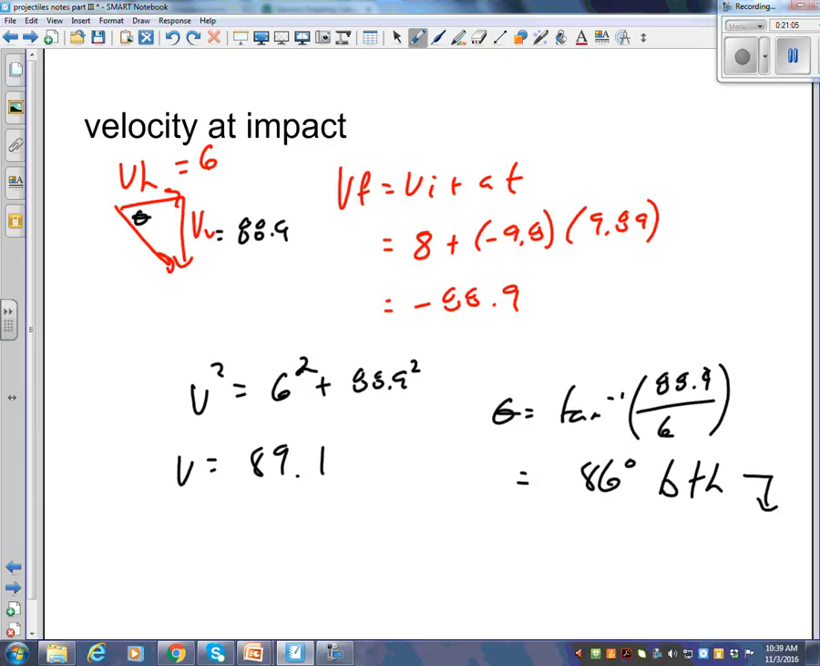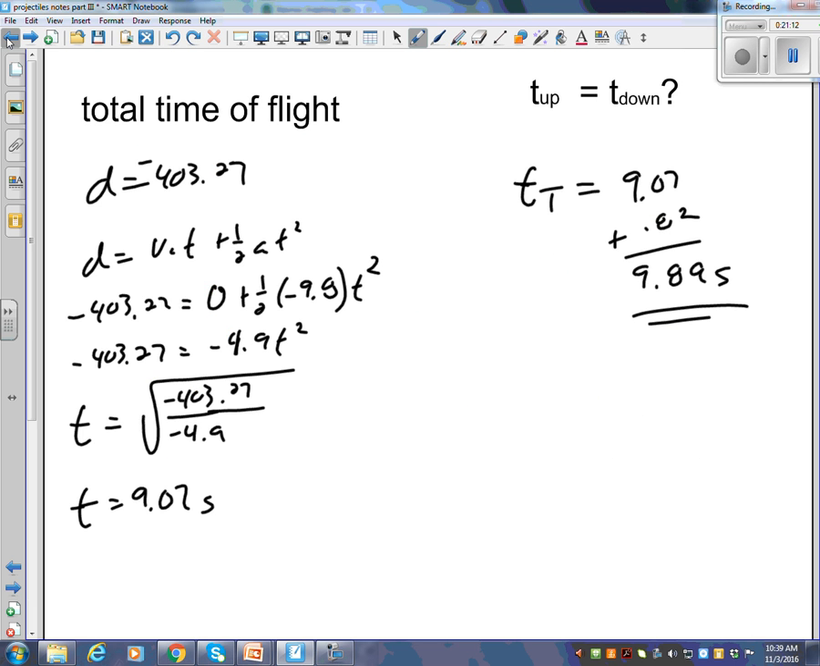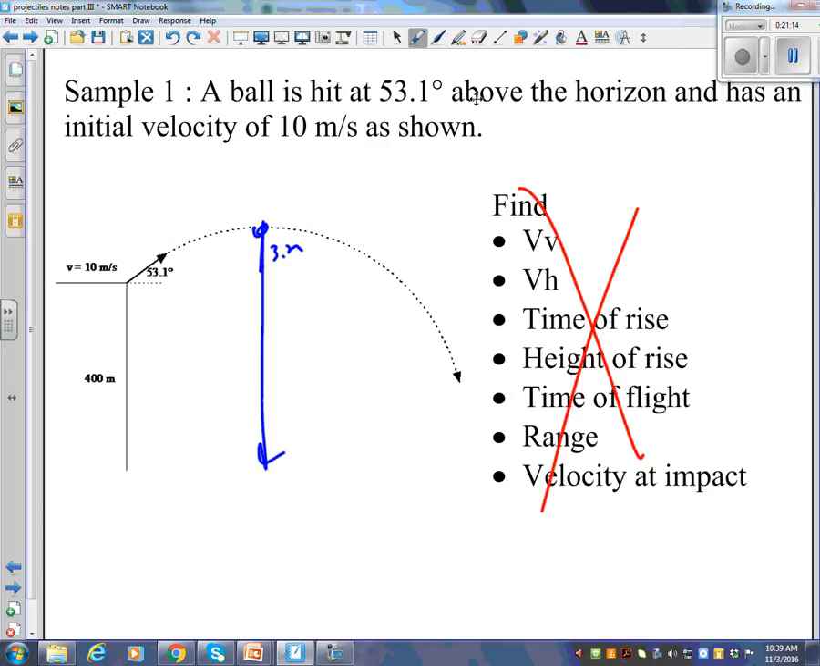Now you may go. What if it's above the horizontal? Can you write A? ATH. In fact, good question. This 53 is above the horizon, right?